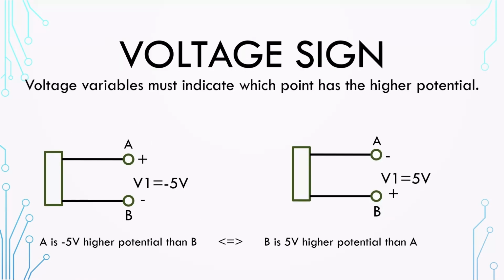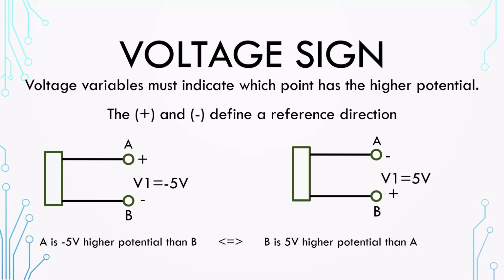Here, voltage variables have to indicate which point has that higher potential. So the positive and the negative define that reference direction, and you're going to read it according to how it wants you to read it. So if we look at the left, A is negative 5 volts higher potential than B, even though this is the exact same thing as what's on the right, except on the right, B is 5 volts higher potential than A.